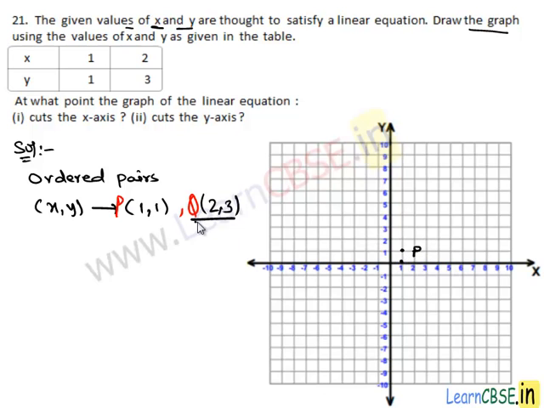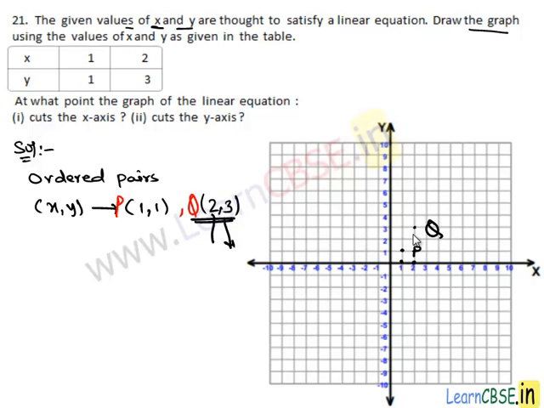Similarly, here we have point Q which is (2, 3), and the x coordinate is 2. Therefore the distance of point Q from the y axis is 2. And then to plot the y coordinate we move vertically, that is in the positive direction of the y axis, and here the y coordinate is 3. Therefore the distance of Q from the x axis is 3. Here we have the point (2, 3).